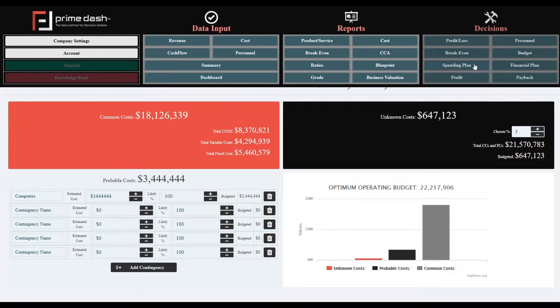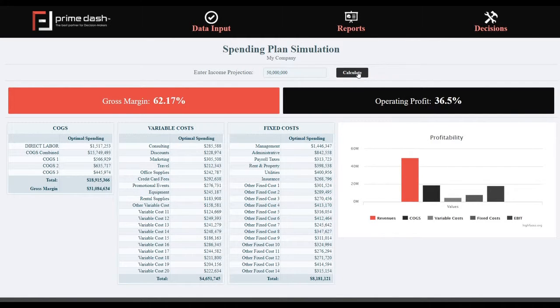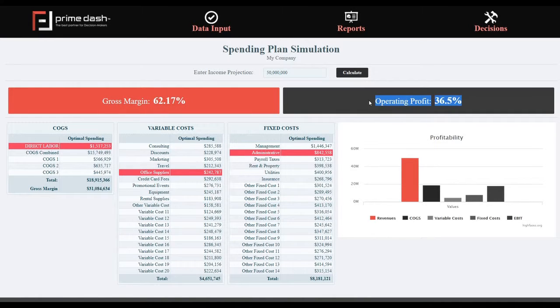Spending plan simulation. Once your cost line items are added under the cost input module, PrimeDash performs an in-depth comparative cost analysis to determine the optimum spending limit for any revenue projection. In the spending plan simulation, all you have to do is enter an income projection for the following period and press Calculate. Then, PrimeDash will give you instantly the maximum amount you should spend for each cost line item you have provided. PrimeDash will also calculate automatically your expected gross margin and operating profit if the spending plan is followed as suggested.